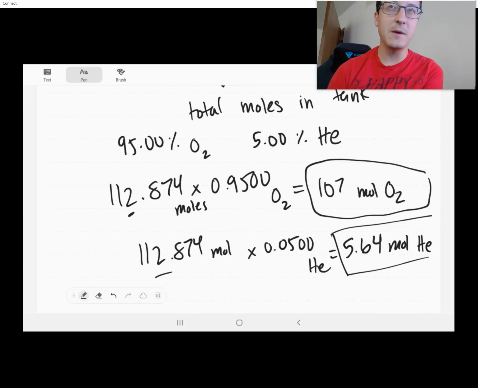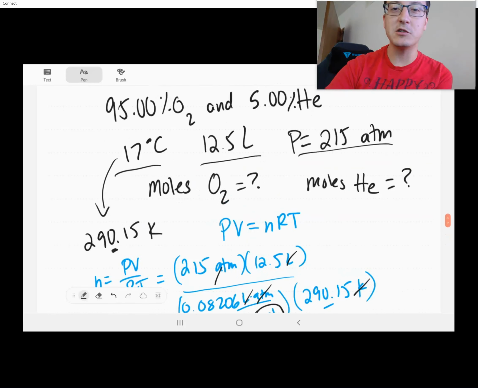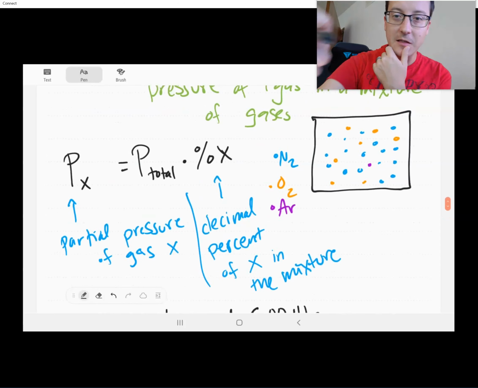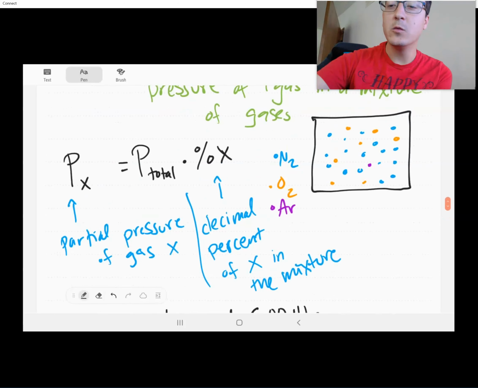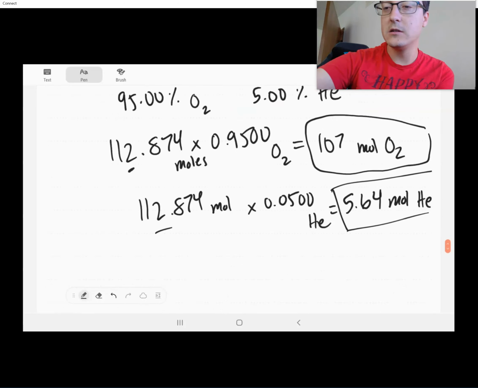All right, so does that kind of make sense? So what we did was we did the total moles of everything in the gas tank, and then we just multiplied that by our percentage to get the moles of each one. What we could have done also is use that relationship before of the partial pressure idea. This formula up here. We could have used that first.